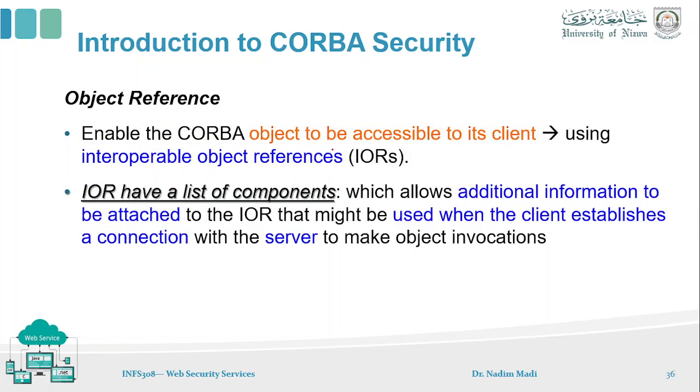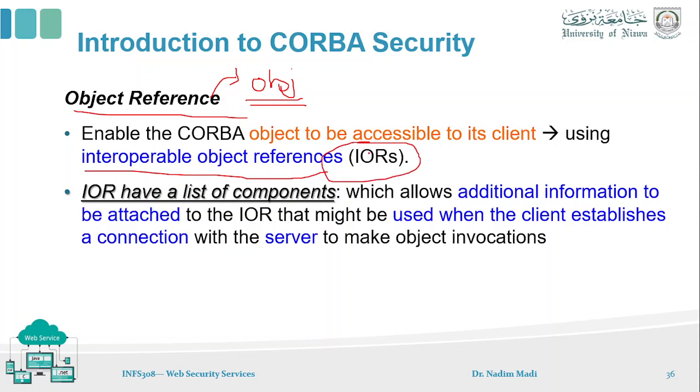Object references. So they enable the CORBA object to access the client طبعا باستخدام references. Okay, أو باستخدام طبعا الريفرنس هو عبارة عن الأوبجكت over here. أو يعني عبارة عن تعريف للأوبجكت. So that's a kind of definition of the object into the class itself. So the ORB has a list of components which allows additional information to be attached to the IOR اللي هو احنا بنسميه interoperable object reference. طبعا هذا الكومبوننت اللي يستخدم في عملية الريفرنسنج أو عملية الانفوكيشن.